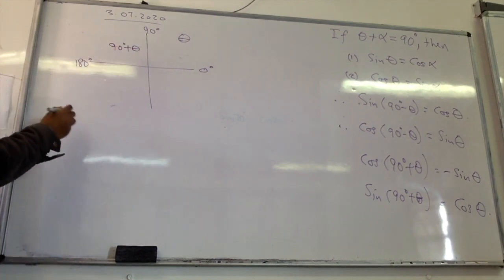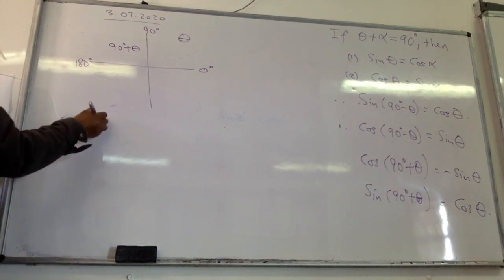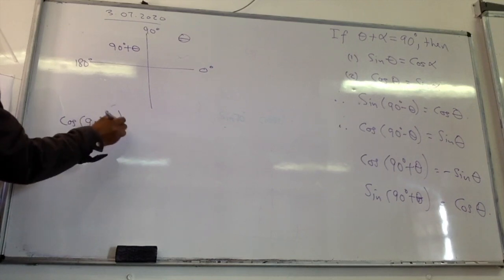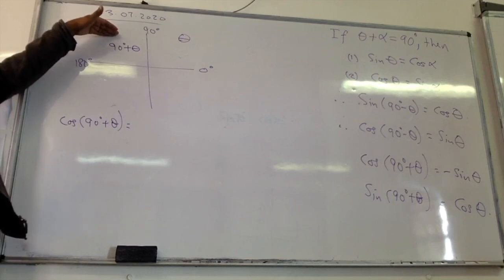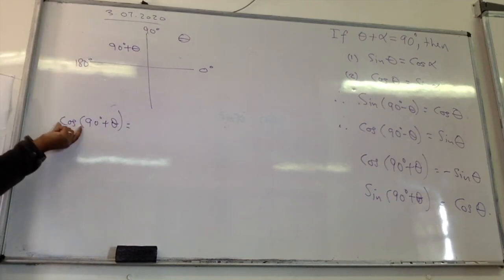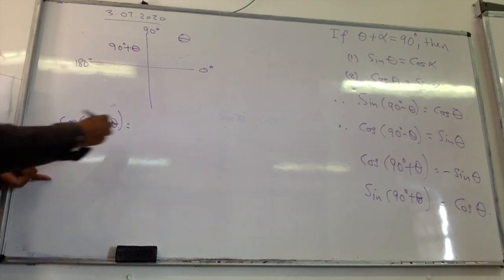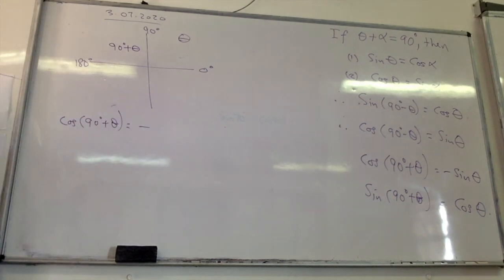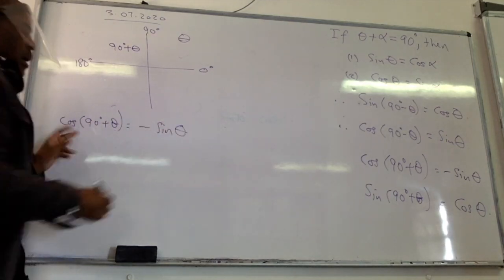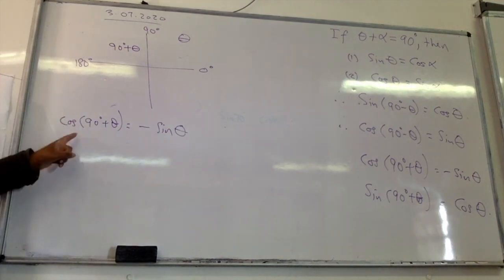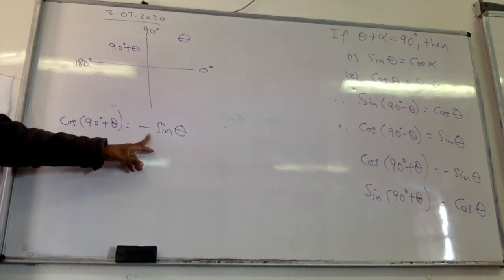So when you get something like cosine of 90 plus theta, think like this. 90 plus theta is in quadrant number 2. But in quadrant number 2, cosine is negative, which means this whole answer should actually be negative, right? But we know that cosine and sine are co-functions, so this thing must actually change to sine. So it does change to sine, and then it becomes sine of the acute angle. So that is why cosine of 90 plus theta is equal to negative sine of theta.